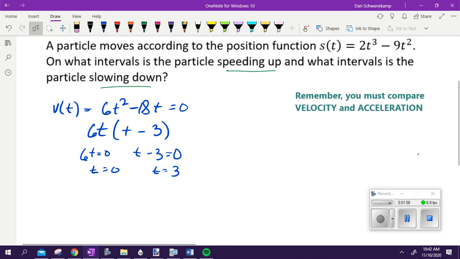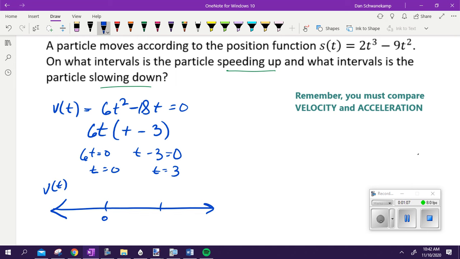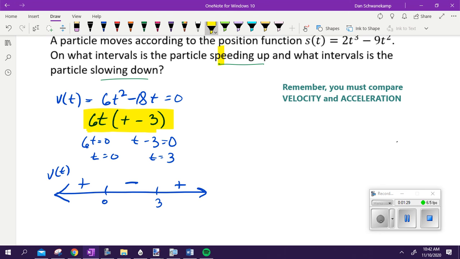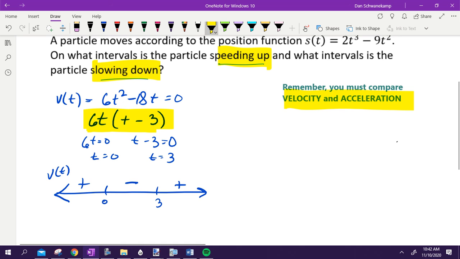We throw it on a sign chart. That's velocity. So 0, 3. If I plug in 1, it would be negative. Positive, positive. If you don't believe me, just plug in some numbers. We're plugging them back into the derivative. If you plug in any number bigger than 3, like 4, it's positive. You plug in 1, you get a negative number. You plug in a negative, you get a positive number. Good? Once I find velocity, if I want to talk about speeding up or slowing down, I have to do both velocity and acceleration. That's all we talked about yesterday.